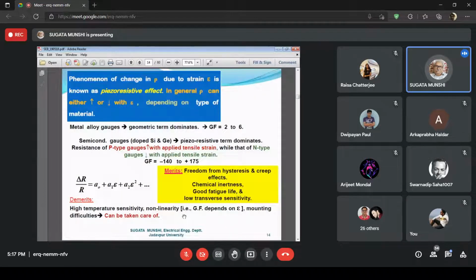In case of semiconductor strain gauges, they can be designed for low transverse sensitivity. In metal alloy gauges also, they are designed for low sensitivity, but for semiconductor gauges, it's much smaller. Demerits: there are a lot of demerits. One is that there are mounting difficulties, which can be taken care of, although there is high temperature sensitivity of the resistance and non-linearity of the characteristic.